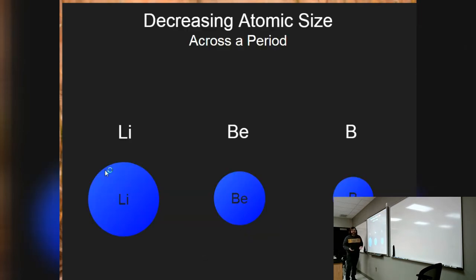Now, let's see that in a diagram. Let's look at another simulation of this: decreasing atomic size across the period. This is period number 2. I've got lithium, beryllium, and boron here for you. Lithium has 3 protons, 3 electrons. Beryllium has 4 and 4. Boron has 5 and 5.